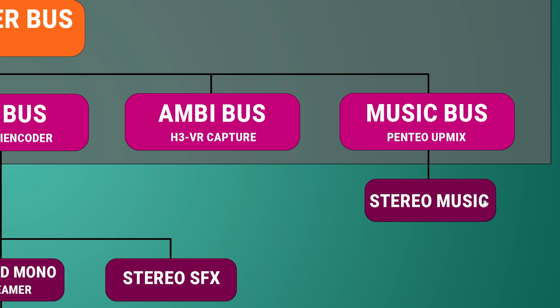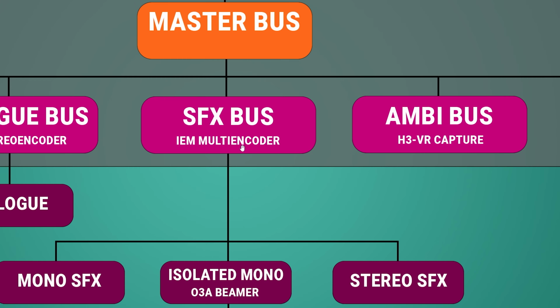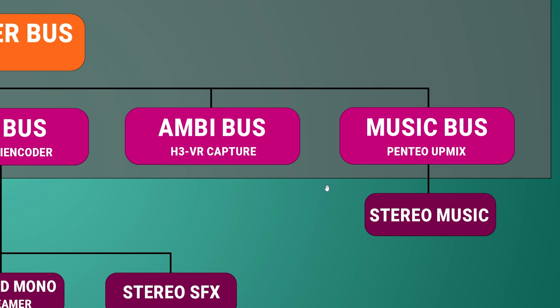So again, we're taking a stereo music track. In this case, rather than using one of these encoders, we're actually using Pentio, which is a plugin I've done videos on in the past. It's an upmixing tool. And again, once we get into the session, I'll break down why exactly we're using Pentio versus an encoder. But it's another way of taking a stereo element and then up-converting it into Ambisonics so that we can get that full spherical sound field.